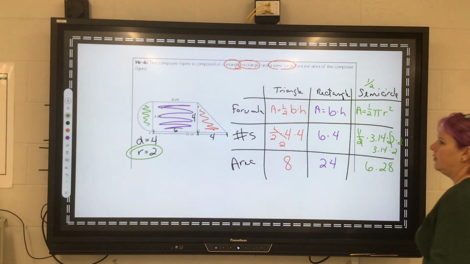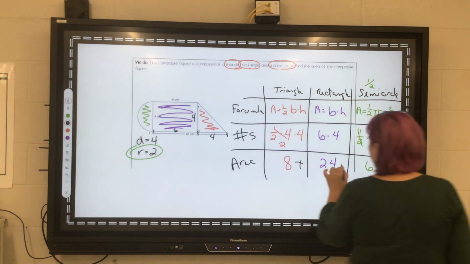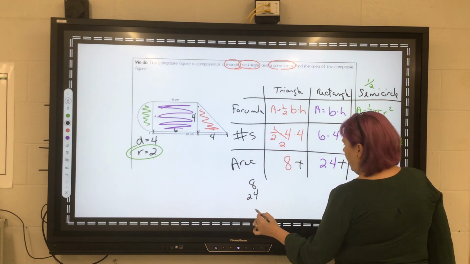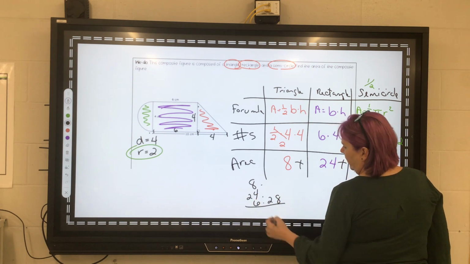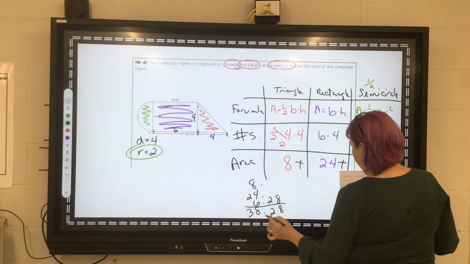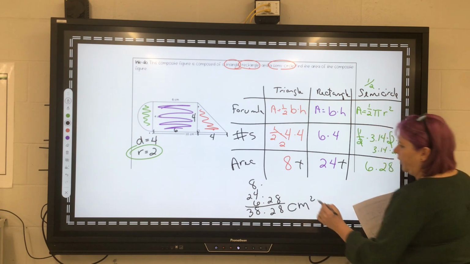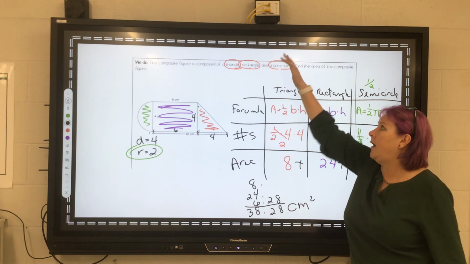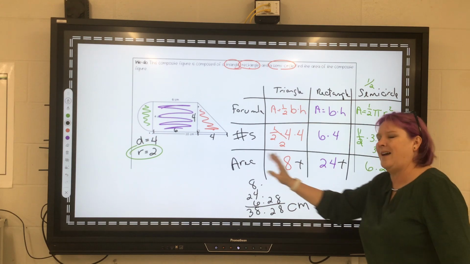So now what I'm going to do is I'm going to add these numbers together. So I get 8, 24, and 6.28. Line up my decimal points, and I ended up getting 38.28 centimeters squared. So once again, it's not hard. You just have to know the shapes and do each step and then add it all together.